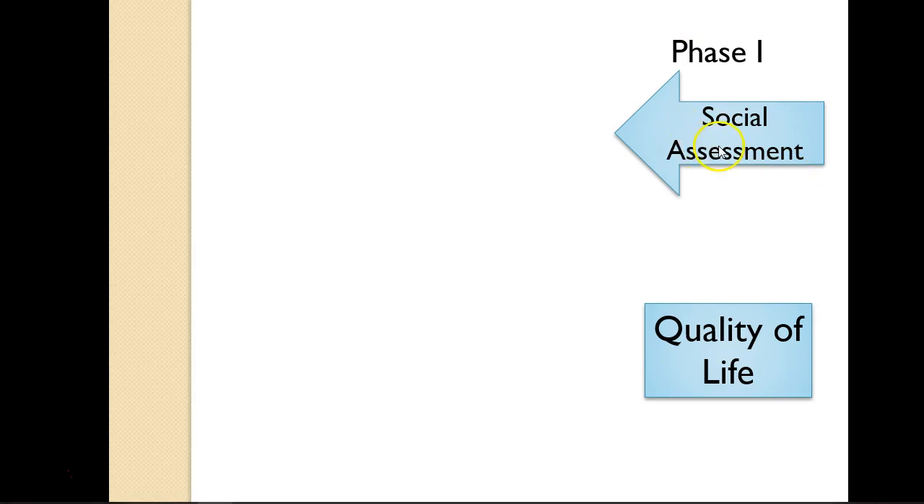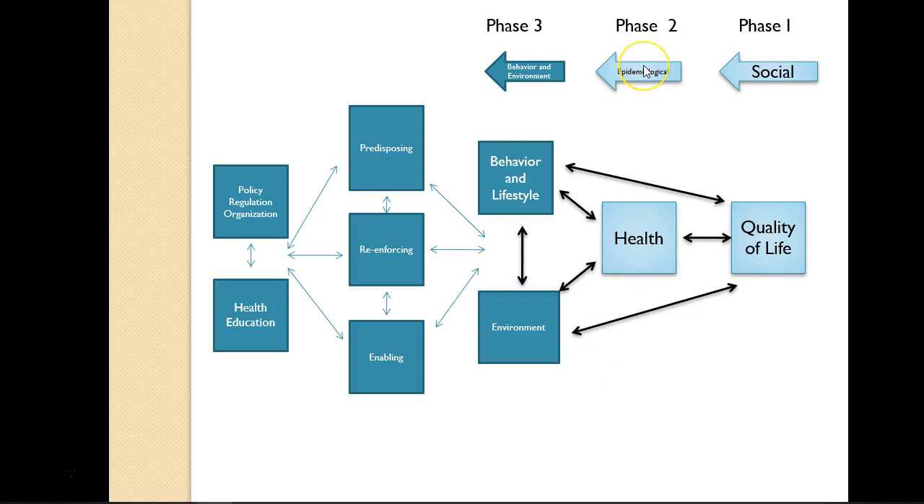So that's the very first phase. That's called social assessment, and we're looking at quality of life. The next phase is called the epidemiological phase, and this is where we're looking at health data. I believe your book combines these two phases together. In the epidemiological phase, we are examining data like morbidity, which is illness, mortality, which is death, incidence, which is new cases, and prevalence, which is overall cases.